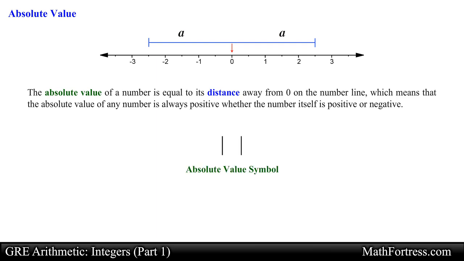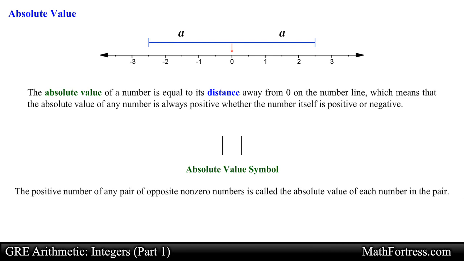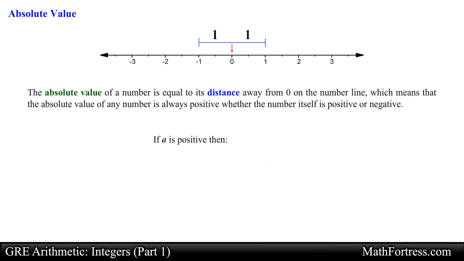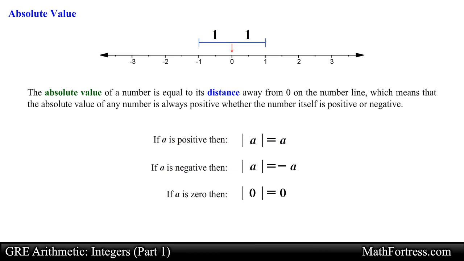In essence, the positive number of any pair of opposite non-zero numbers is called the absolute value of each number in the pair. For example, 1 and -1 form opposite pairs. One is a positive integer and the other a negative integer. The absolute value of +1 is equal to 1, and the absolute value of -1 is equal to 1. In general, if a is a positive integer, then the absolute value of a will be equal to a. If a is a negative integer, then the absolute value of a will be equal to -a. And if a is 0, then the absolute value of 0 is equal to 0.